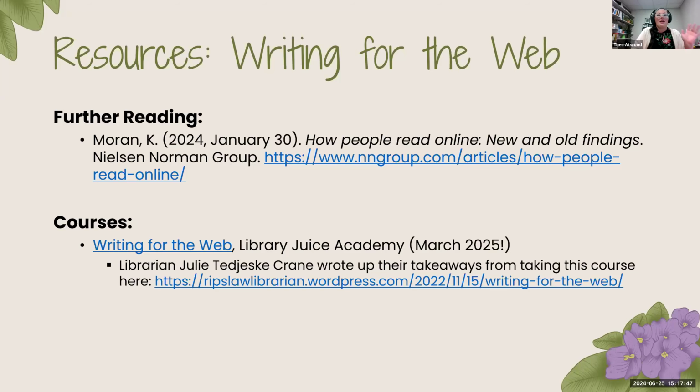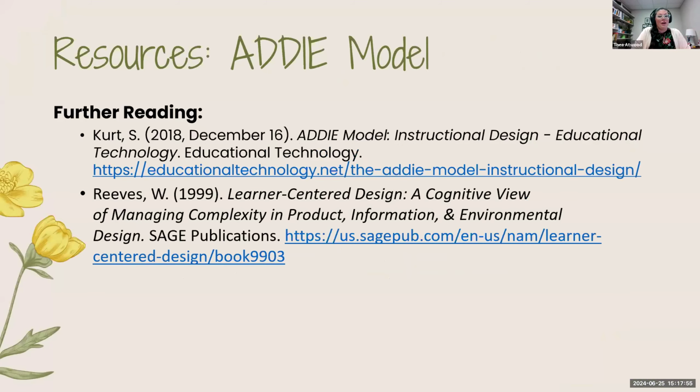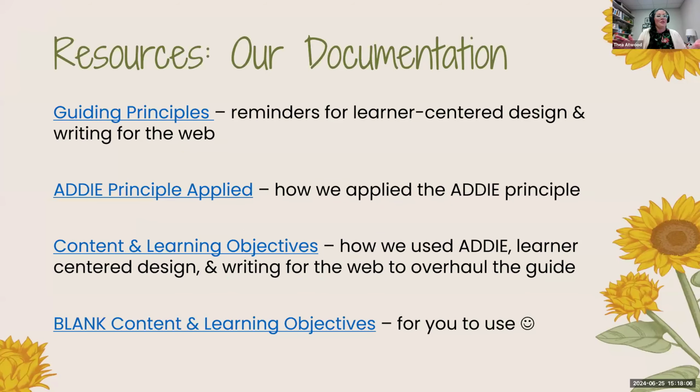And of course, there are, I think, other places you can go to get that information. The Nielsen Norman Group, for example, is a really great resource. The ADDIE model, we've got a couple of pieces of information there. I believe the Bergstrom Lynch article also talks about the ADDIE model. And then I just want to end with, we've got some documentation to share with you.